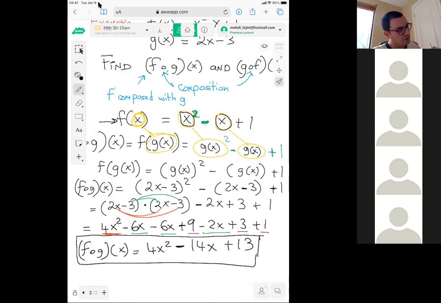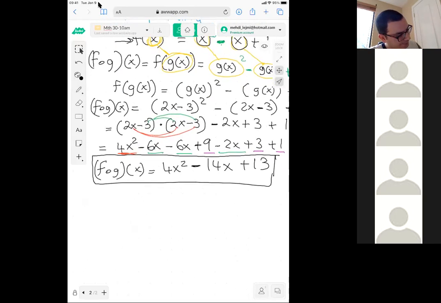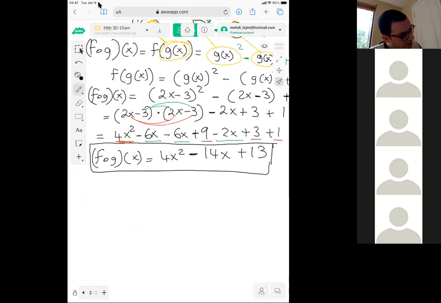Now, if you want to do g composed with f, okay, because of course there's a difference here. This is f composed with g, but here this is g first composed with f. So g first. Okay, so now let's compute. So I'm gonna find g first composed with f.